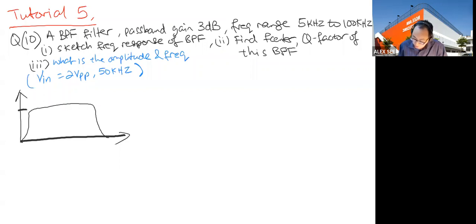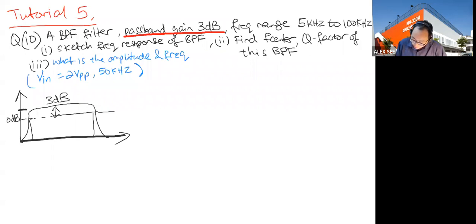But take note that the pass band gain is 3 dB, so not 0 dB. Sometimes the pass band can be 0 dB, but for this case, the pass band gain is 3 dB. So it means that here is 3 dB. If you have 3 dB, then by default you're going to minus 3 dB from here to here. That means here is 0. Because here it is stated, pass band gain 3 dB.